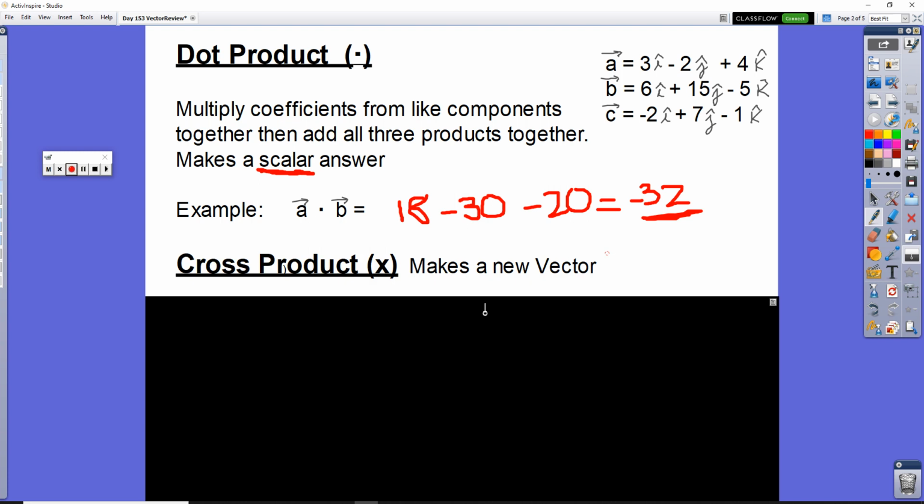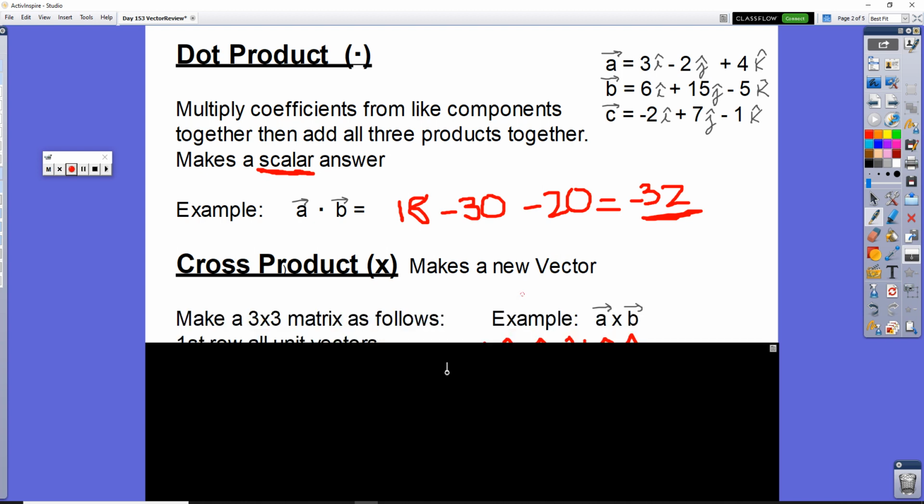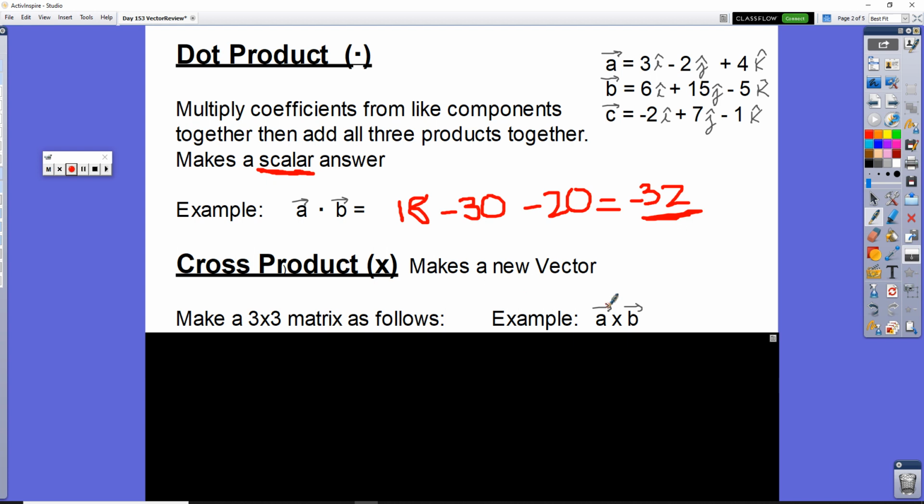Now, a more complicated kind of multiplication that we do with vectors is something called cross product. And the symbol for that is a times symbol, or like an X. And this makes a completely new vector. And what's special about this new vector you're making is that it's perpendicular to the 2 vectors that you started with. So if somebody asked us to take the cross product of A times B, this is the symbol we would see in between.